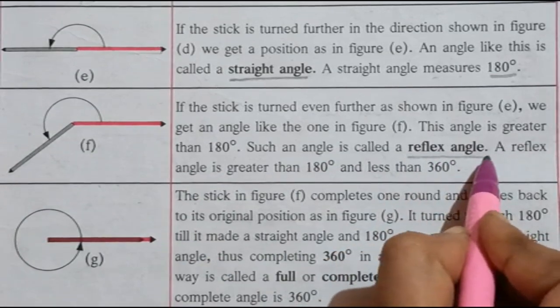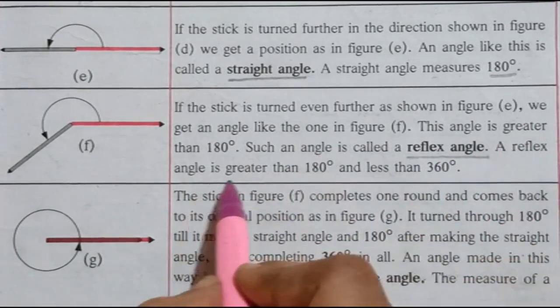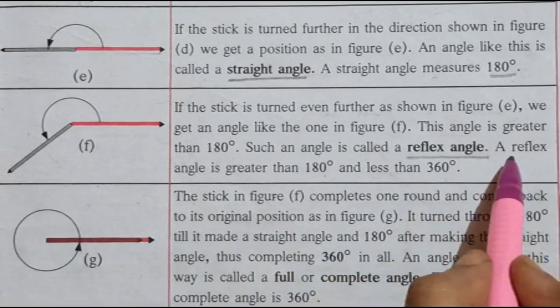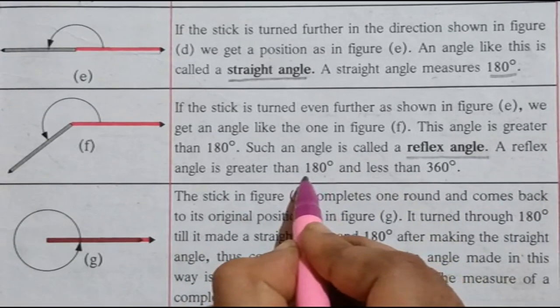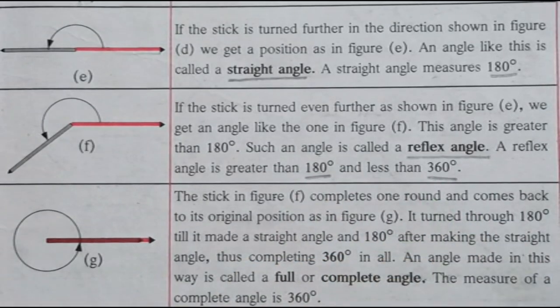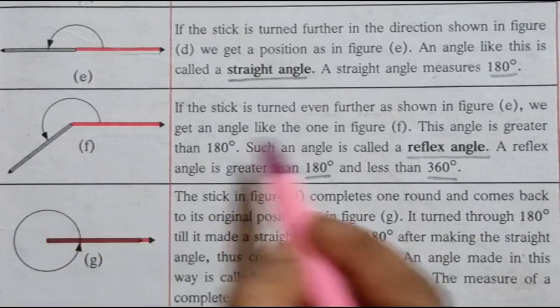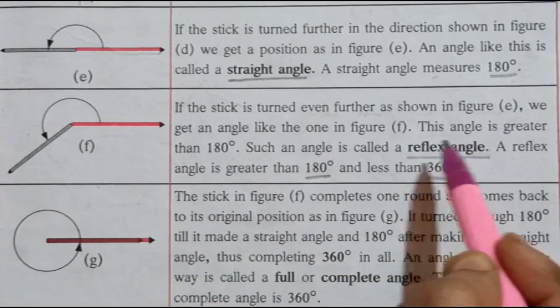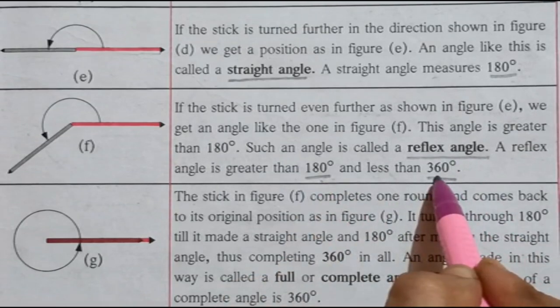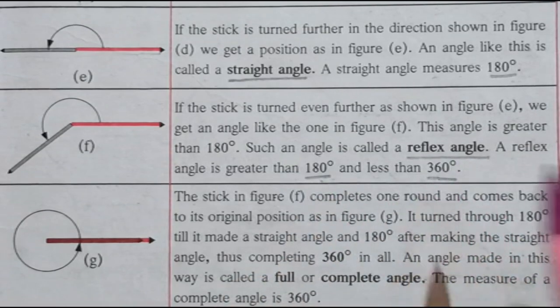Which angle? Reflex angle. A reflex angle is greater than 180 degree and less than 360 degree. A reflex angle is always greater than 180 degree and it is always less than 360 degree. 180 डिग्री से जो ज़्यादा है वो एंगल को क्या बोलते हैं? रिफ्लेक्स एंगल, और वो रिफ्लेक्स एंगल 180 डिग्री से ज़्यादा रहता है और 360 डिग्री से कम रहता है.